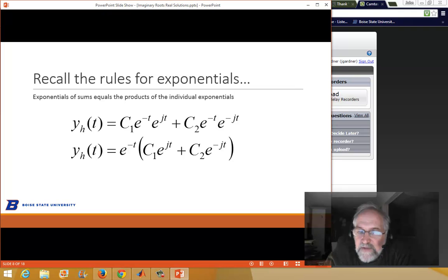That leaves us this expression we see here: c1 e to the minus t times e to the jt plus c2 e to the minus t times e to the minus jt. Pretty straightforward. Then all I did in the next step is pull out that common term, e to the minus t. So now our current form of our solution is e to the minus t times these two unknown constants that come from our initial conditions, times these two exponentials that both have the imaginary root in there, the square root of minus 1.